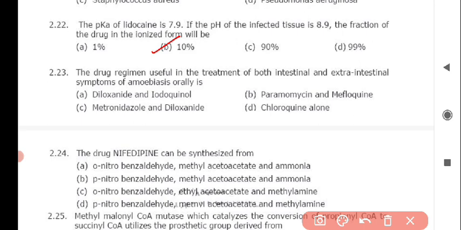Next question: the drug regimen useful in the treatment of both intestinal and extra-intestinal symptoms of amoebiasis orally is. The correct answer is option C, metronidazole and diloxanide. The next question: the drug nifedipine can be synthesized from. The correct answer is option A, that is O-nitrobenzaldehyde, methyl acetoacetate and ammonia.